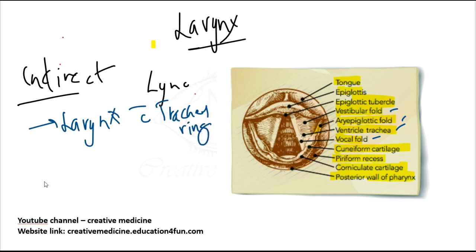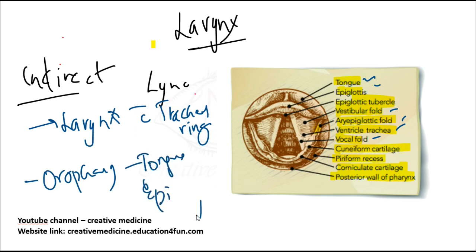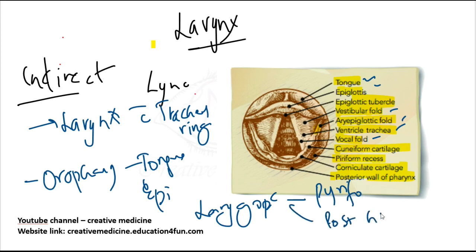The larynx with tracheal rings is visualized, followed by the oropharynx. You can visualize the tongue and the epiglottis. Then you can also visualize the complete laryngopharynx. What are the parts of the laryngopharynx? One, we have the piriform fossa, the piriform recess, which is visualized. Then we have the posterior wall of the hypopharynx, which is also visualized, and even the post-cricoid region will be visualized.